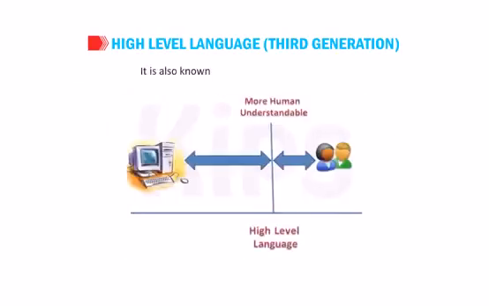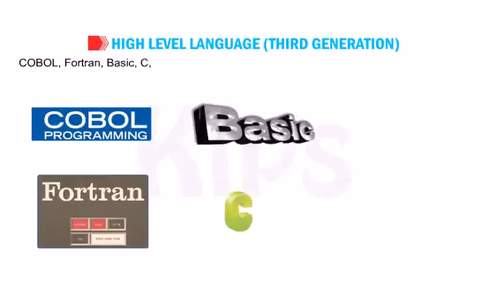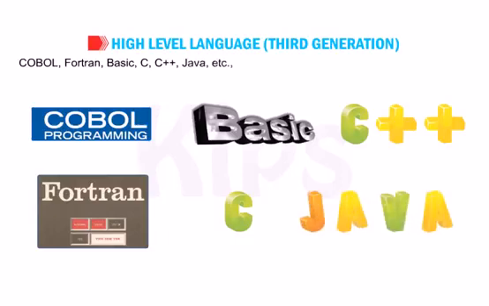It is also known as high-level language, HLL. High-level language is quite similar to the English language. COBOL, Fortran, BASIC, C, C++, Java, etc. are some of the very popular examples of high-level languages.